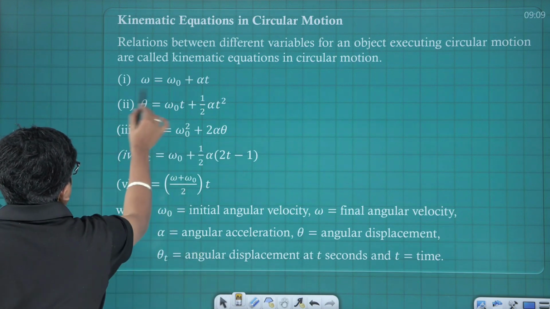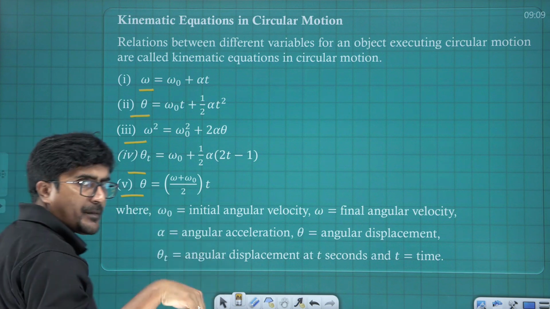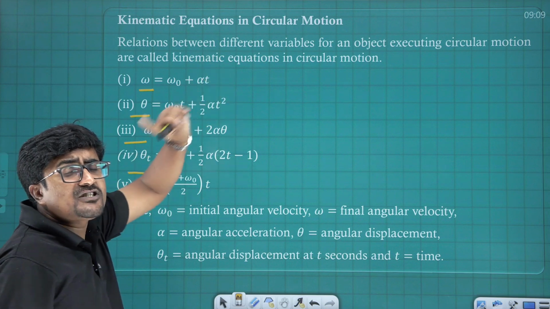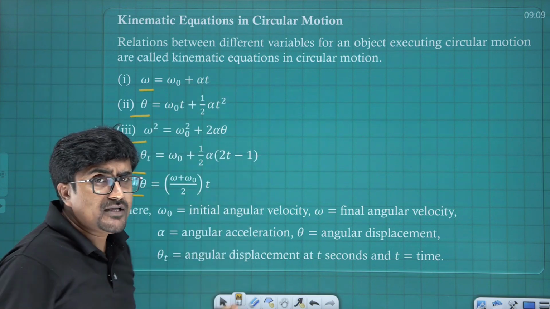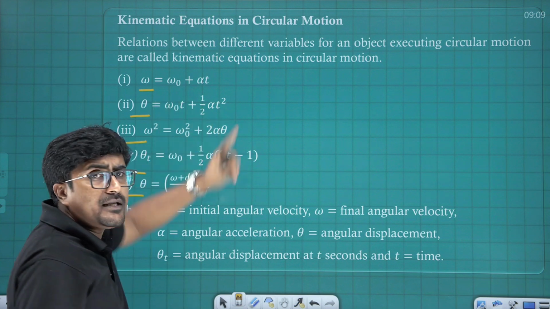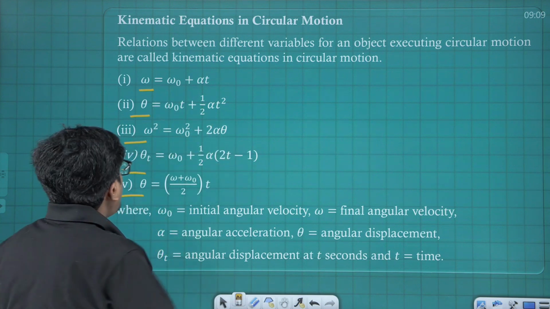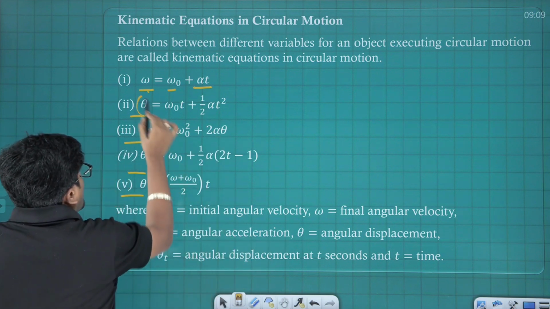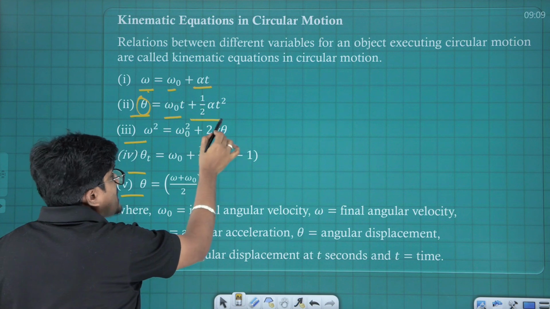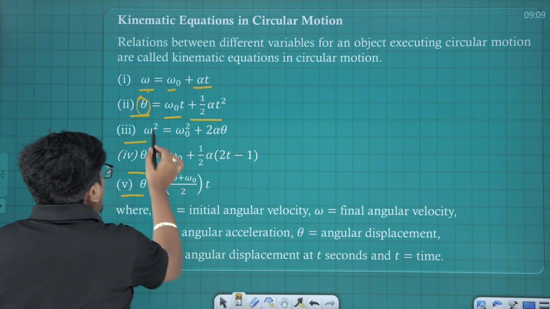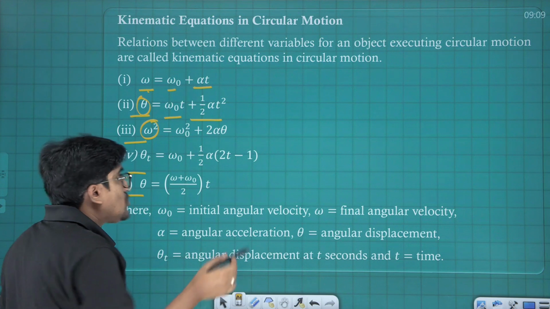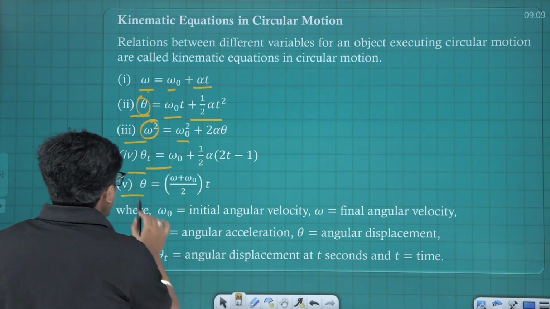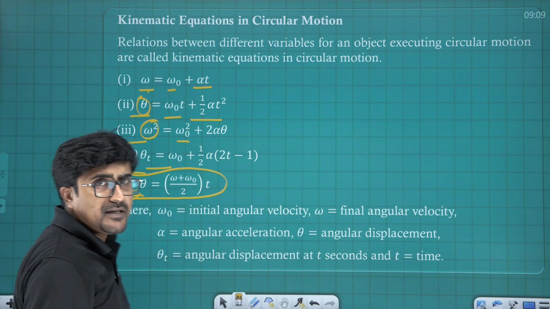All right. Now these are the equations of motion for circular dynamics. We know the expressions v equal to u plus at, v square equal to u square plus 2as, and s equal to ut plus half at square. The same thing is applicable in circular motion also. Final angular velocity is equal to initial angular velocity plus angular acceleration times time taken. Angular displacement theta is equal to initial angular velocity times time taken plus half of angular acceleration times time taken square. Final angular speed: omega square equals omega naught square plus 2 alpha theta, where theta is the angular displacement.